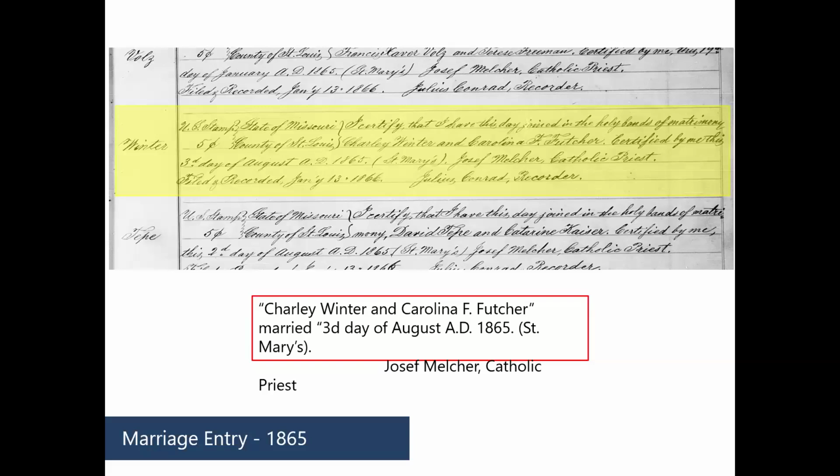entered into the holy bonds of matrimony, et cetera, and it says that it's Charlie Winter and Carolina F. Futcher. They were married 3rd day of August AD 1865, and then in parentheses it said St. Mary's, and then it has the name of the priest who actually did the marriage, and then below that it actually has the recorder who would have been the clerk of the court.